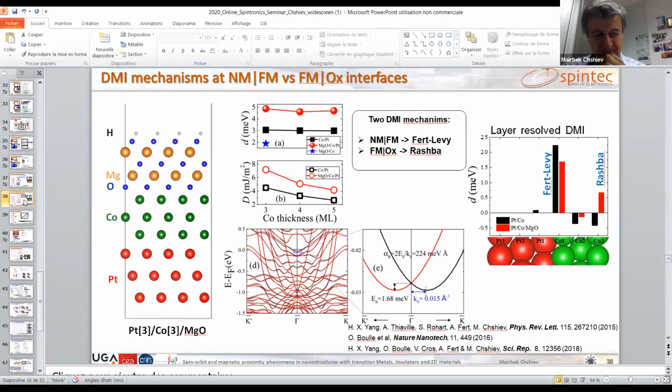Very interesting question. So the DMI, as I told, giving you the example of cobalt gold versus cobalt platinum, is defined obviously by the position of, for example, your 5D states in respect to the Fermi level. You see that the chirality is changing the sign.